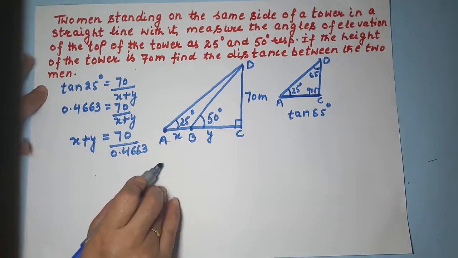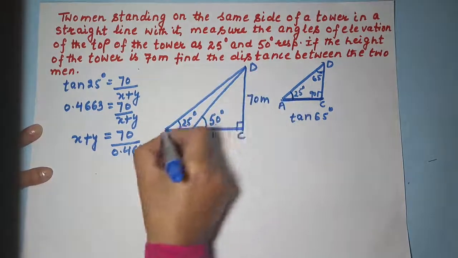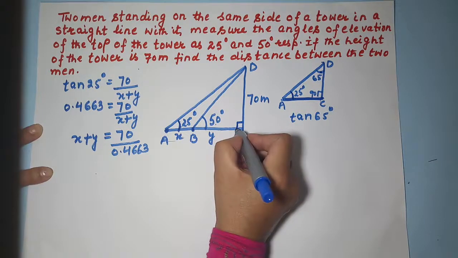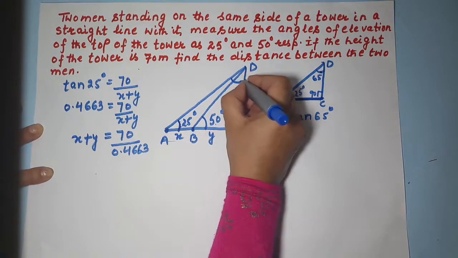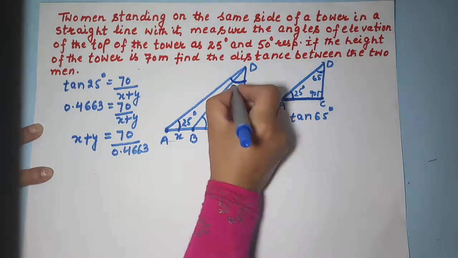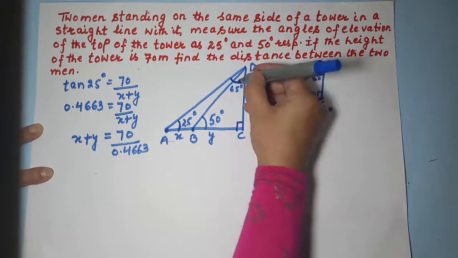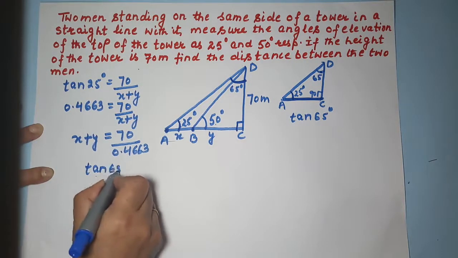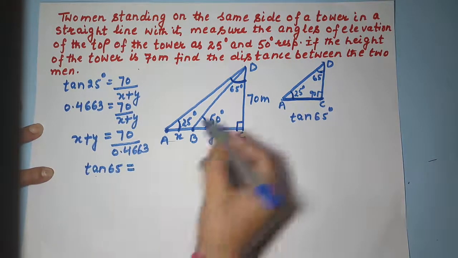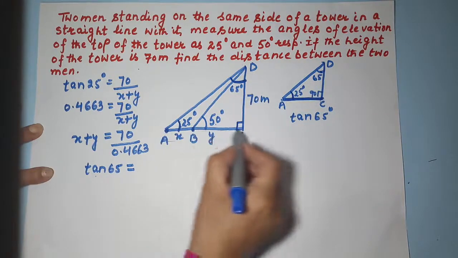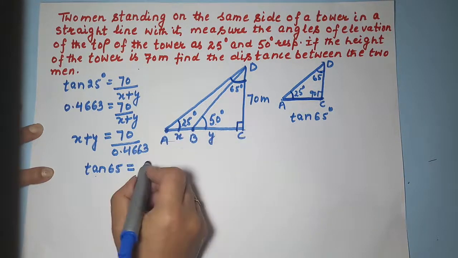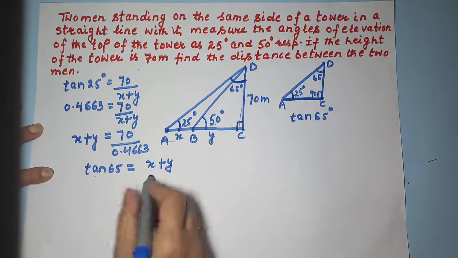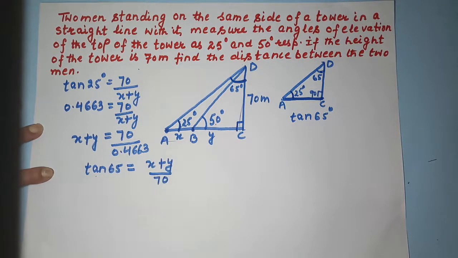Let me come back here now. Now, I am taking this entire triangle. This angle is 25. This is 90. Let me consider this angle. This will be 65, right? Now, let me take tan 65 here. Tan 65 will be equal to opposite. Now, this becomes the opposite side, right? What is that? X plus y. And this becomes the adjacent side upon 70, right?